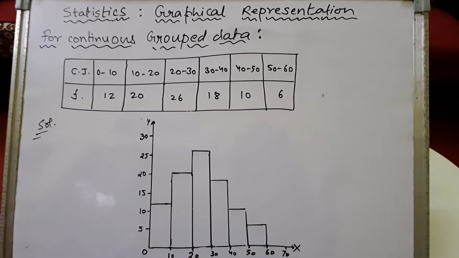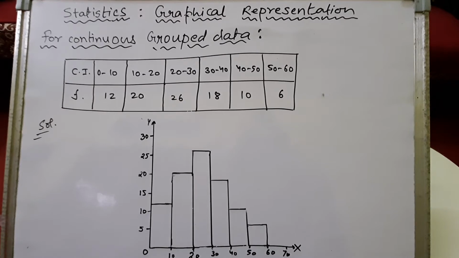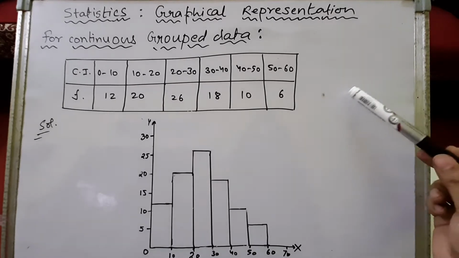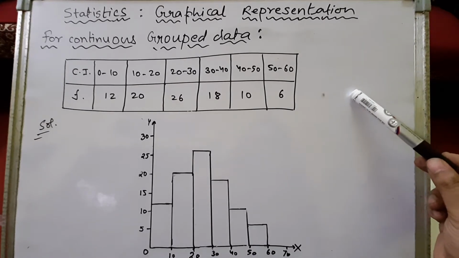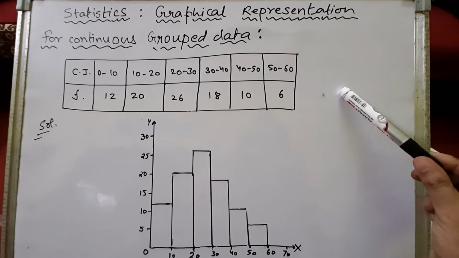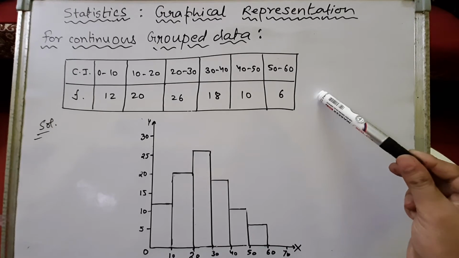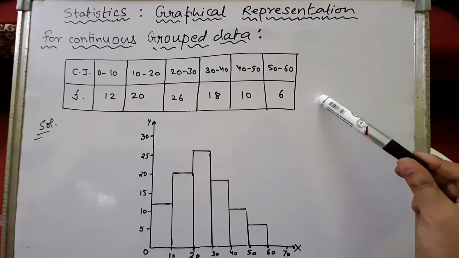Now children, we will be drawing the histogram for the continuous grouped data. Continuous grouped data means the class intervals are overlapping or given in exclusive form. So here in this sum it is given that the class intervals are 0 to 10, 10 to 20, 20 to 30, 30 to 40, 40 to 50, 50 to 60, right? And the frequencies given are 12, 20, 26, 18, 10, 6. And we have to construct the histogram of this continuous grouped data, right?